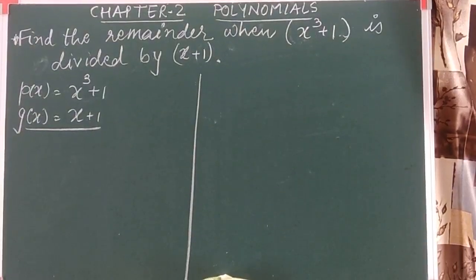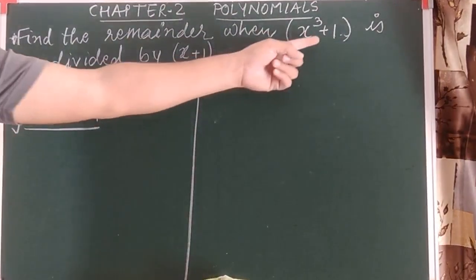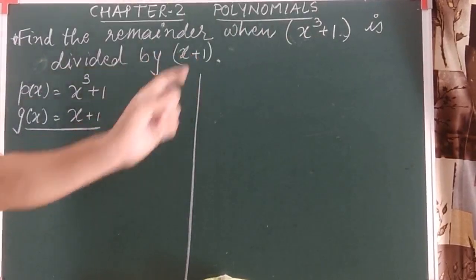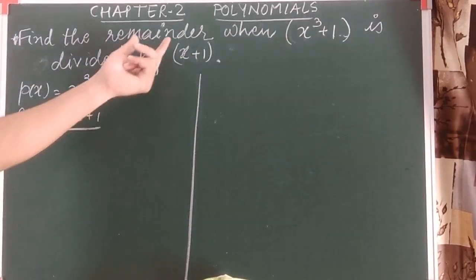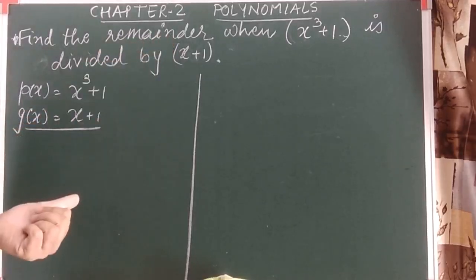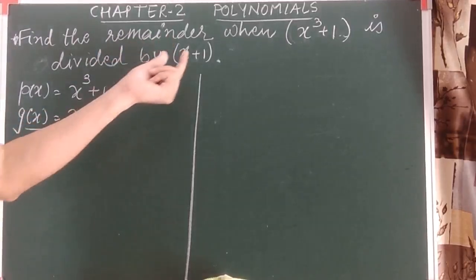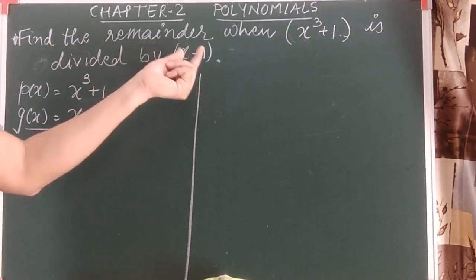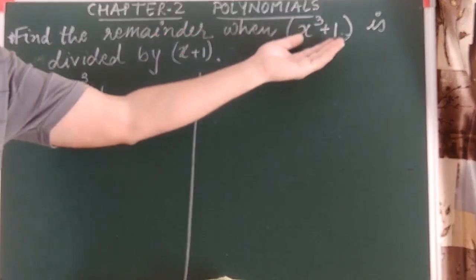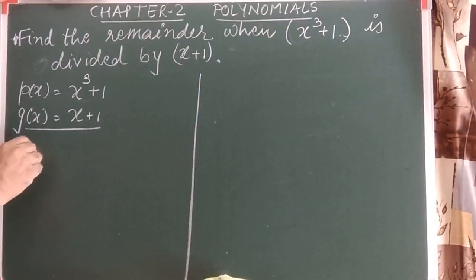Let's see another question. In this question we have to find the remainder when the polynomial x cube plus 1 is divided by the linear polynomial x plus 1. As we discussed in the previous example, when you have to find the remainder, just find the zero of the linear polynomial, which is the divisor, then substitute that value of x into the dividend polynomial to obtain the remainder. So let us do the same thing.